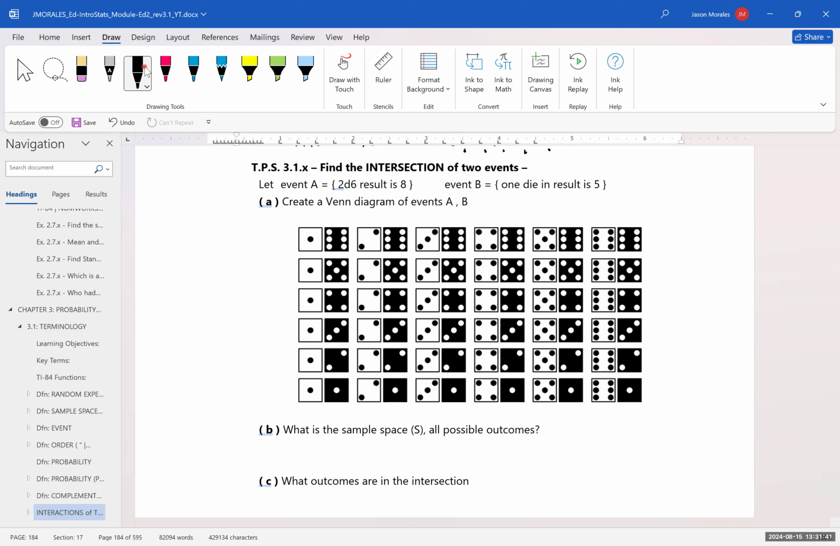All right, so I'm going to assume you've given this a try, and now you want to watch me walk through this particular example. So we're going to let event A be the result of two dice where the sum of the two dice is 8. All right, so to get an 8, we could have a 2 and a 6, a 3 and a 5, 4 and a 4, 5 and a 3, and a 6 and a 2. Okay, so this is event A.